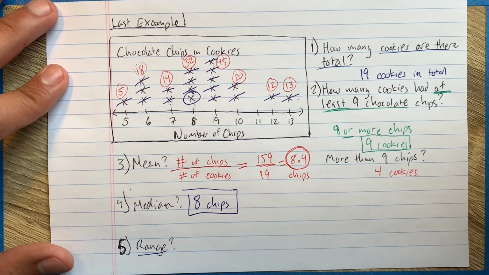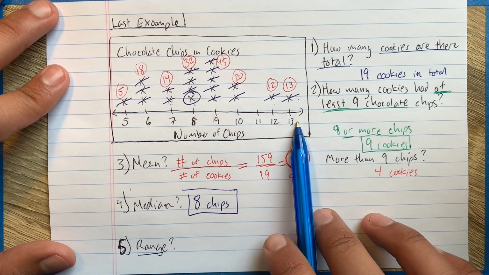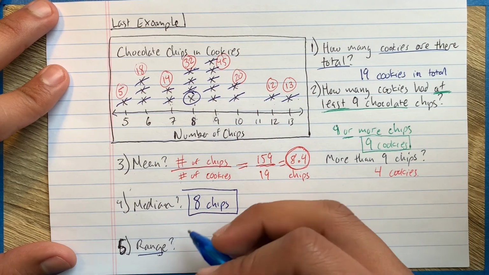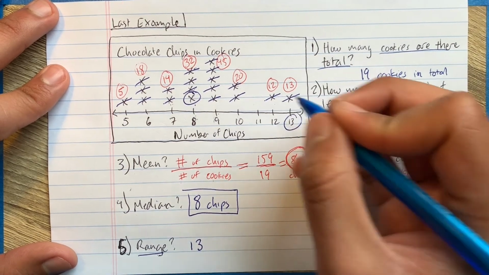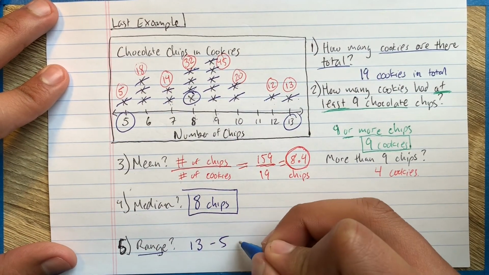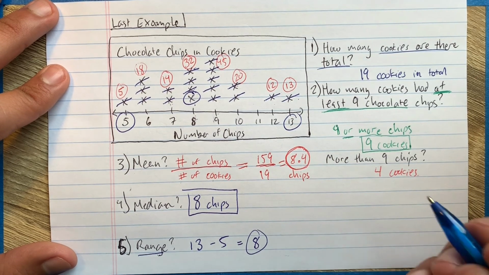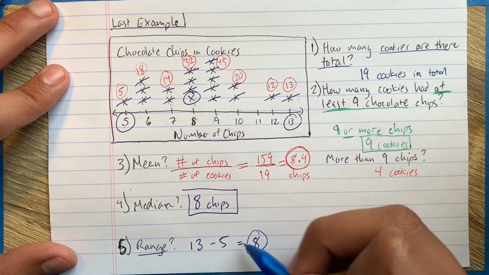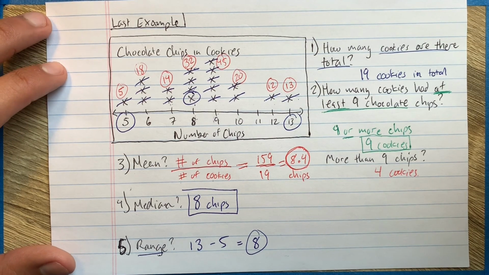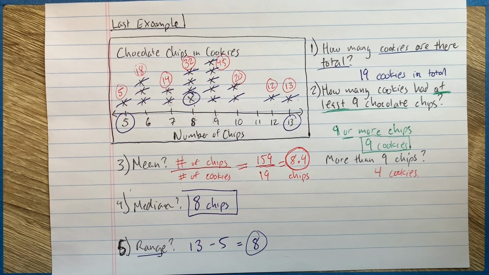Lastly, the range in chocolate chips is just going to be the highest number of chocolate chips minus the lowest number. So I'm just going to do 13 minus 5. And we get also, miraculously, the number 8. So as you can see, 8 was a pretty strong number throughout. That's it for this lesson.